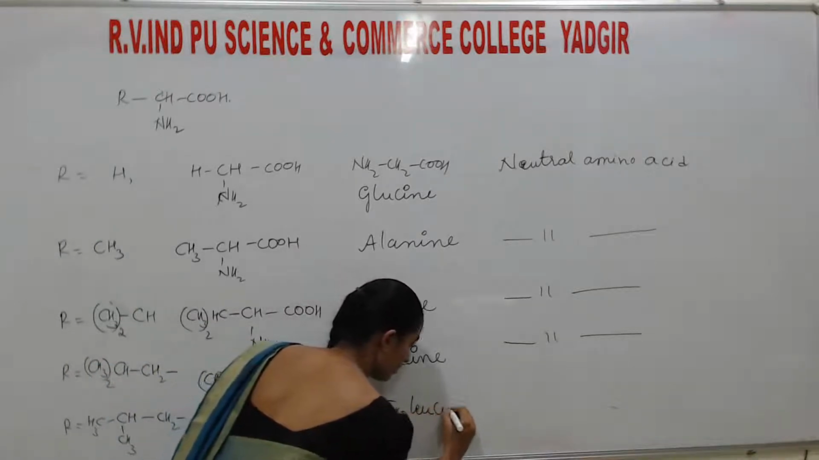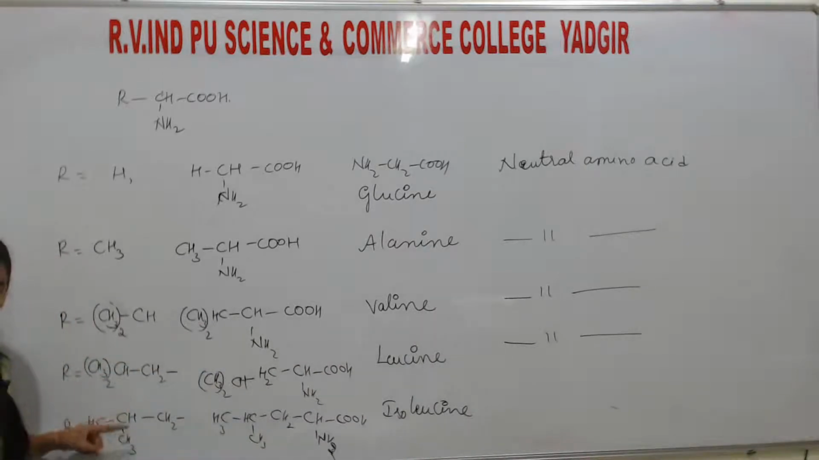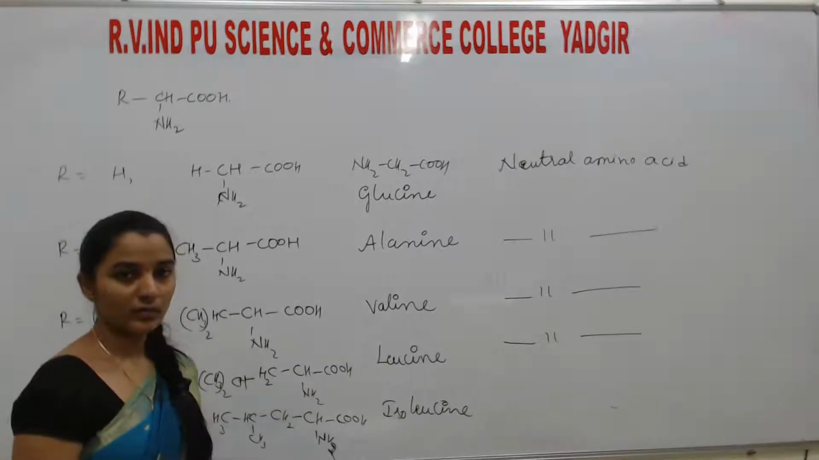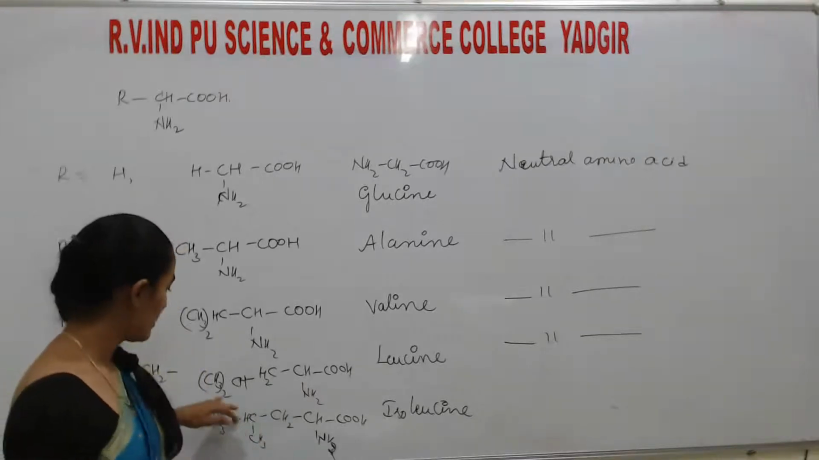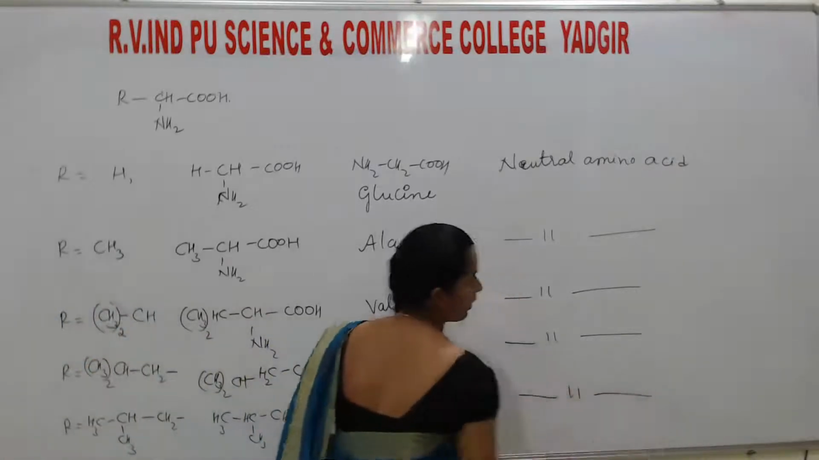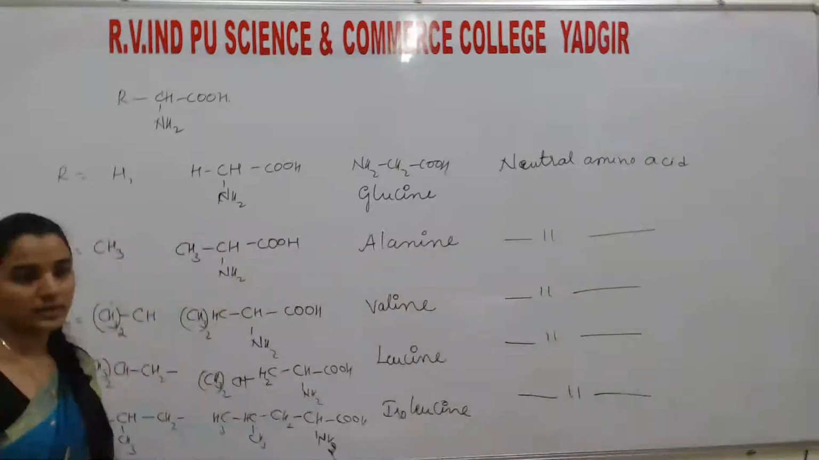Why? Because both compounds have the same molecular formula. Why is it called iso? Because here the CH3 is attached to the second carbon atom. Understand? So this one is leucine, this one is isoleucine, and this is also a neutral amino acid.